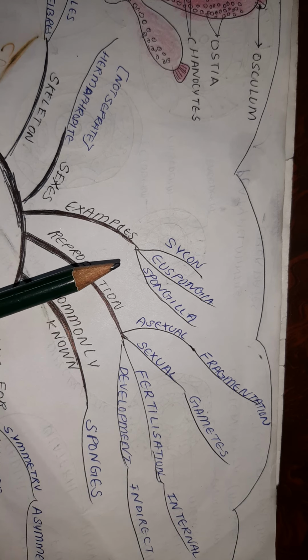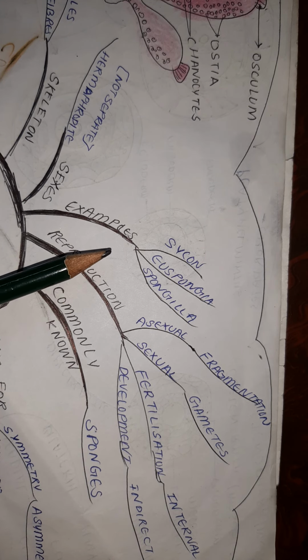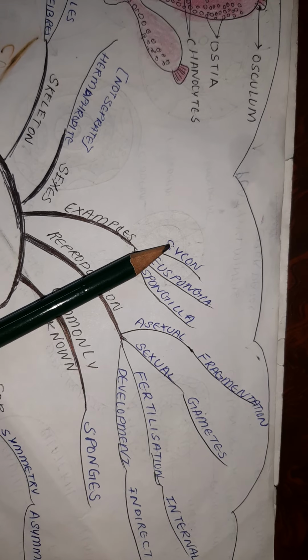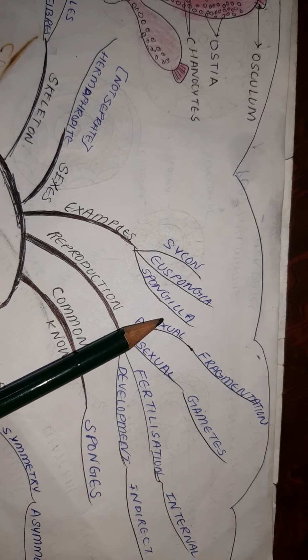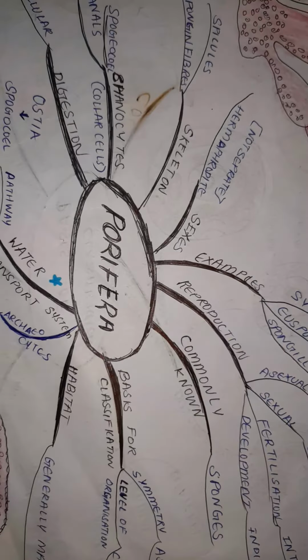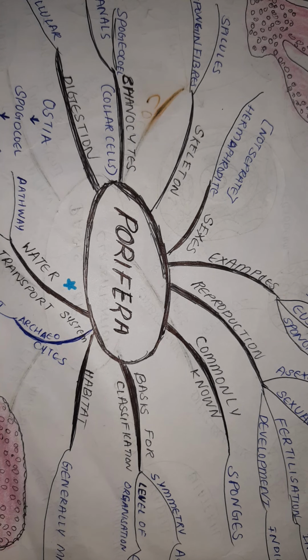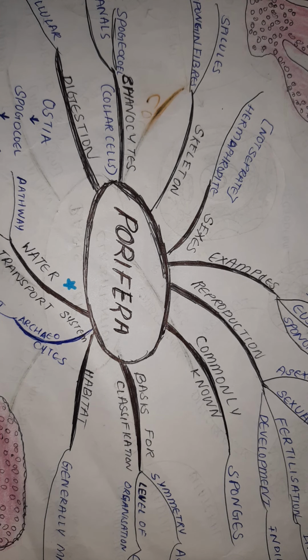Lastly, let's talk about the examples. The examples discussed in NCERT are Scypha, Euspongia, and Spongilla. This was the brief explanation and a brief summary of phylum Porifera.